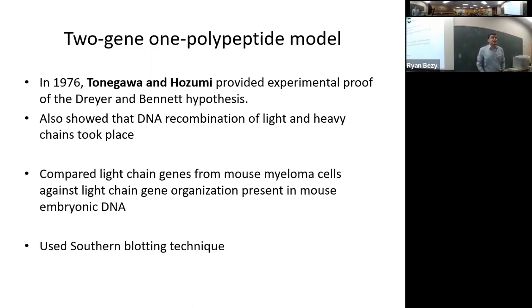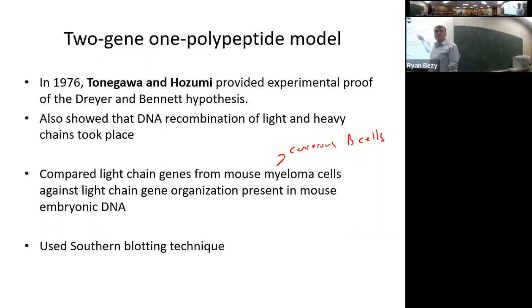What they did is they did a southern blotting technique, and they compared light chain genes from mouse myeloma cells. And myeloma is actually cancerous B cells. But these are ones where the B cells have already gone through antibody maturation, for instance. So they were already producing antibodies.